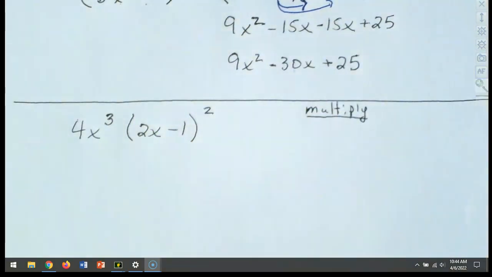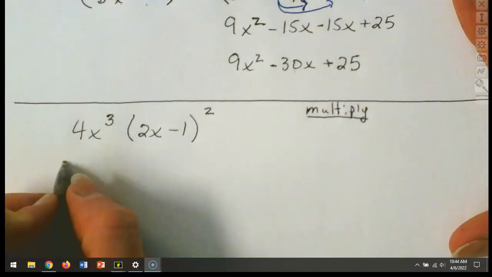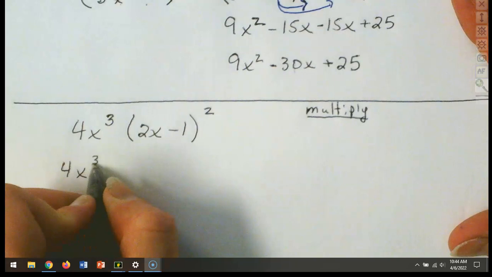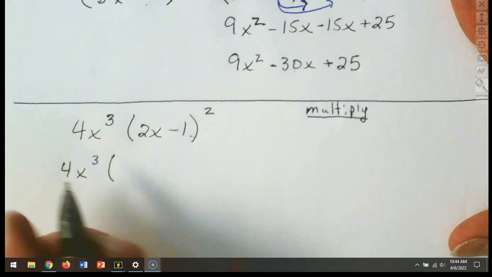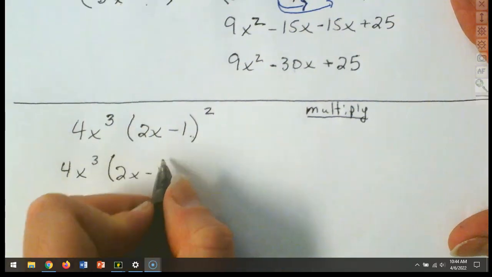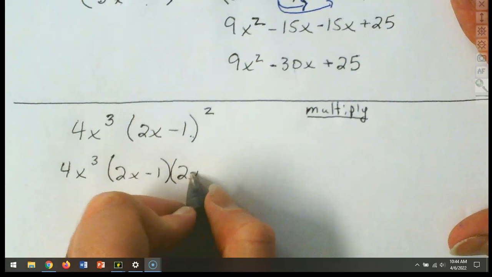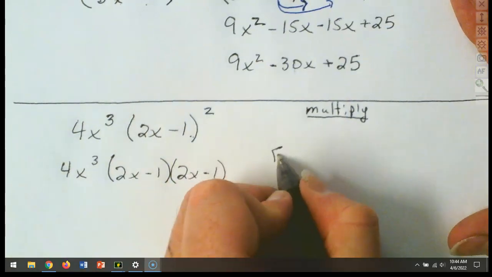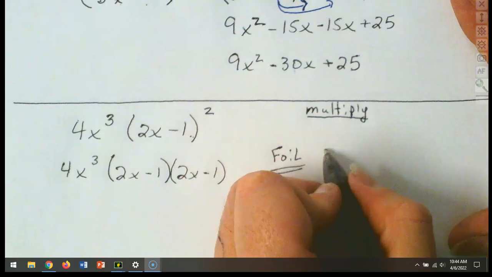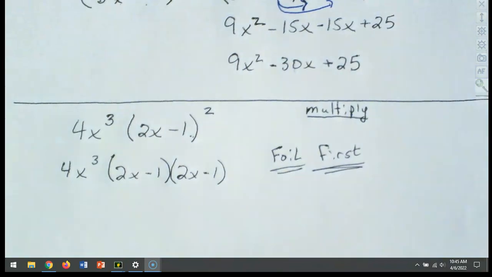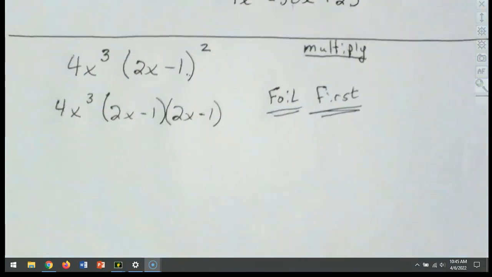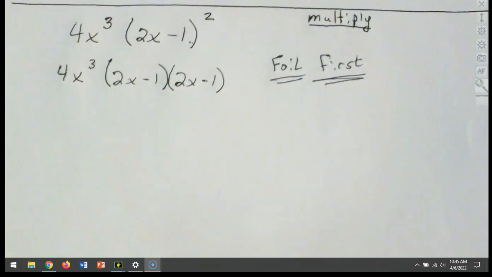So first thing we need to do is always FOIL first and work with those exponents. We can rewrite this as something that we're used to working with. So I can rewrite this now as a 4x cubed, and this is squared, so it's 2x minus 1 and another 2x minus 1. And we have to FOIL first. So always make sure that you FOIL this out first. That's the biggest takeaway, is FOIL it out first.